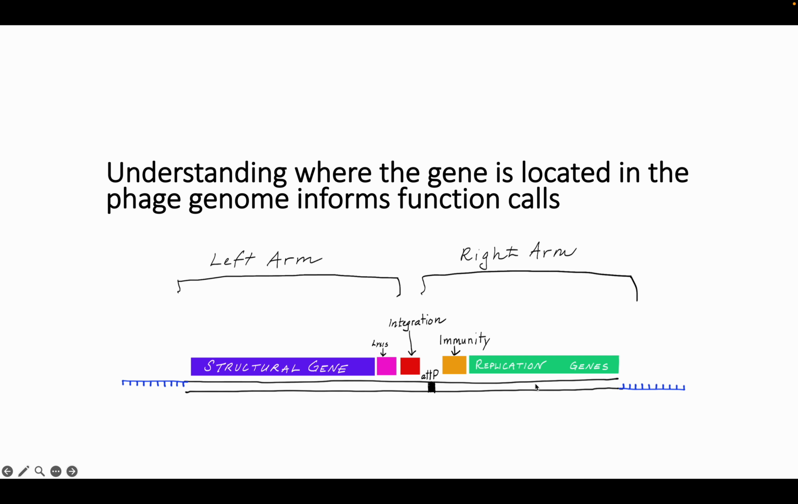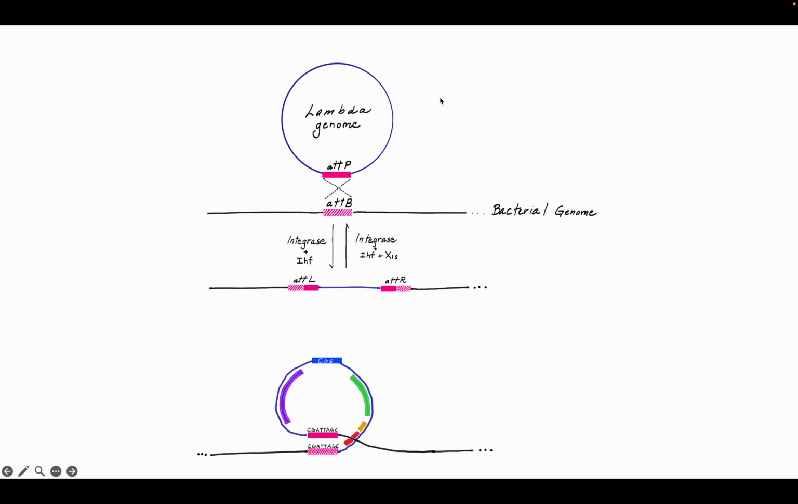But I also want to point to the fact that the organization of the genome for prophages is a little bit different. And since we have some class members that are analyzing prophages, I wanted to remind you that the genes get shuffled around a little bit once a phage genome integrates into a bacterial genome. So let's take a look at how that works.